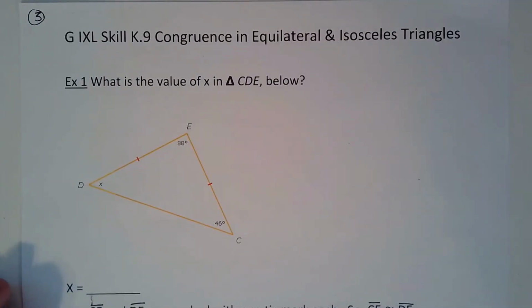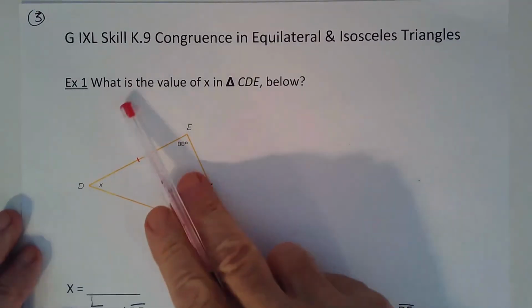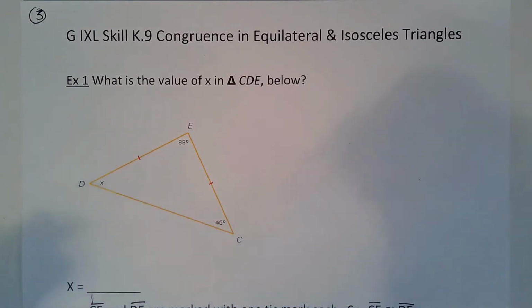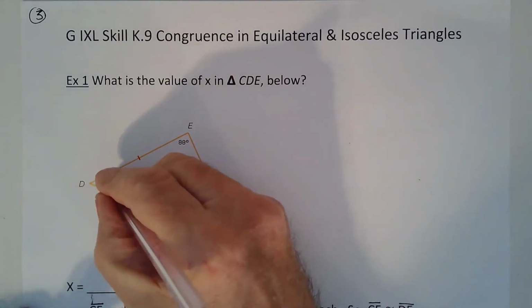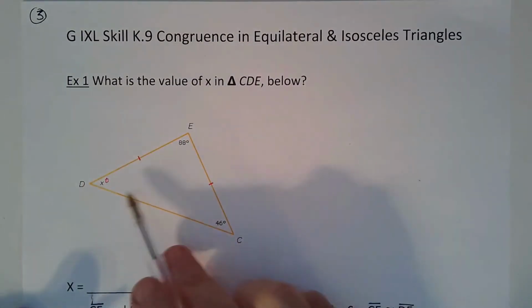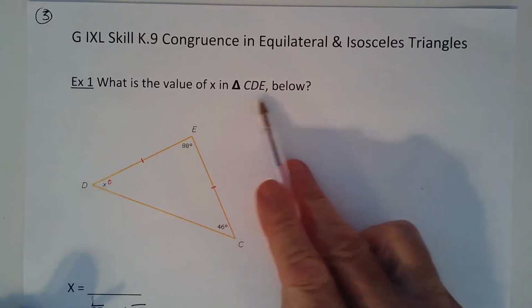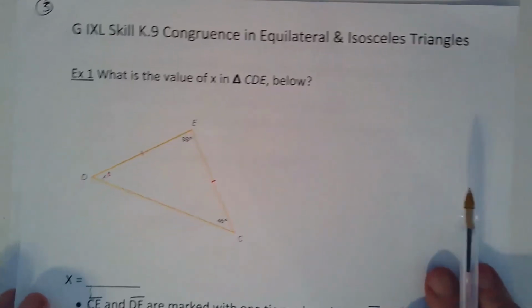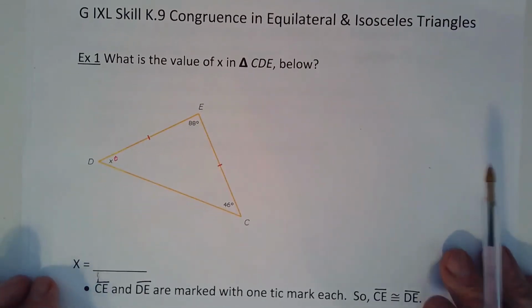Okay, so we're going to look at our first example, and the question here is, what is the value of x? So x is an angle measurement, so I'll put a little degree mark there. What is the value of x in triangle CDE below? Let's go through the scenario as to how these things work. I'm going to put these together because it'll be easier to flip the pages.